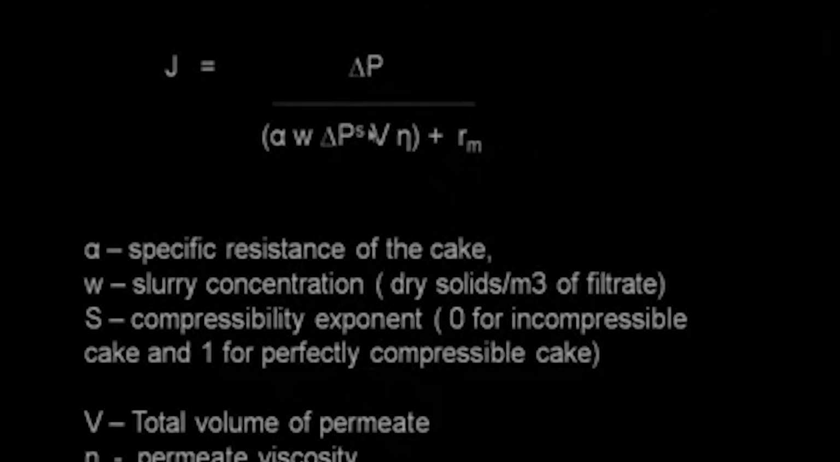So you need to balance between that. That is why you will have a term delta P raised to the power S in the denominator. In addition, we have terms like V, that is the total volume which you want to filter, eta is the viscosity, W is the slurry concentration, alpha is the specific cake resistance. I hope you remember Darcy's equation, which we studied many classes back, and plus you also have Rm, the resistance offered by the membrane itself. Unlike a filter cloth, membranes may offer resistance to flow because the pore sizes are very small, that is why.